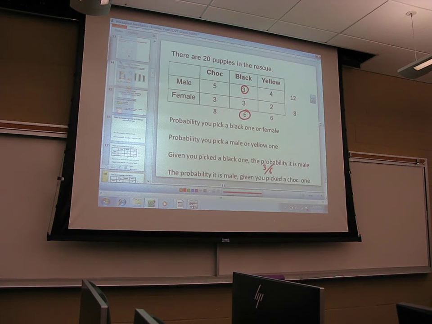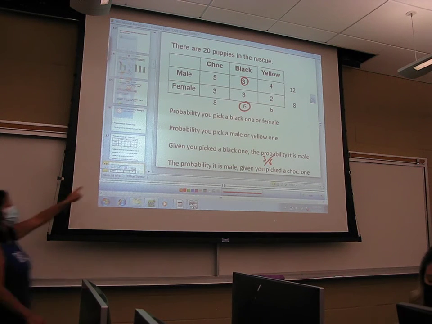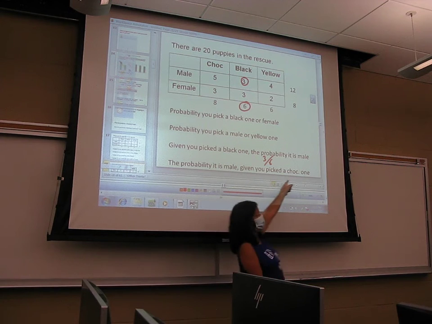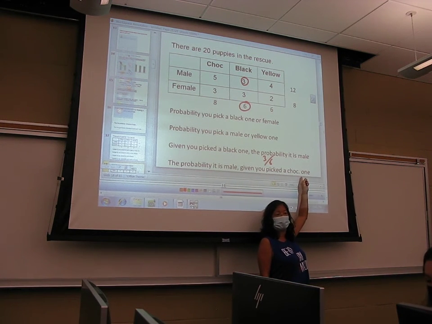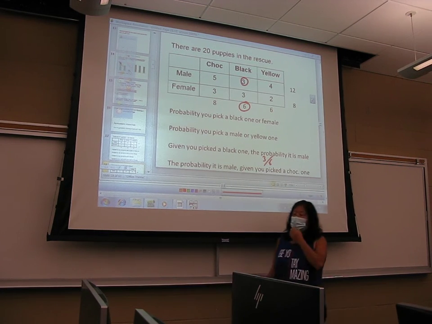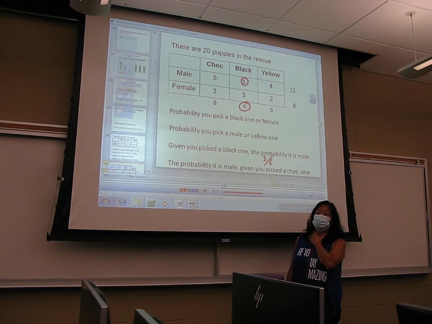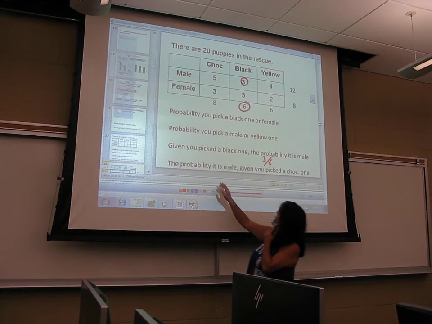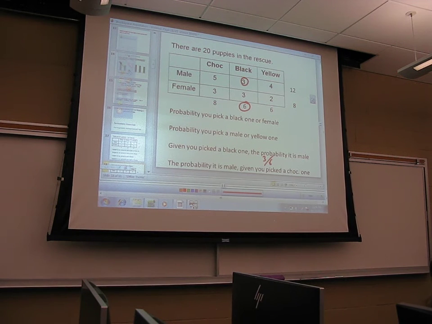All right, so given that one, now the next one: the probability it's male given what? Given it's a chocolate lab. So given a chocolate lab means you know it's a chocolate lab. If you know it's a chocolate lab, it's not out of 20 anymore. Now it's out of how many? 8. So find the probability it's male given it's a chocolate lab. 5 out of 8.